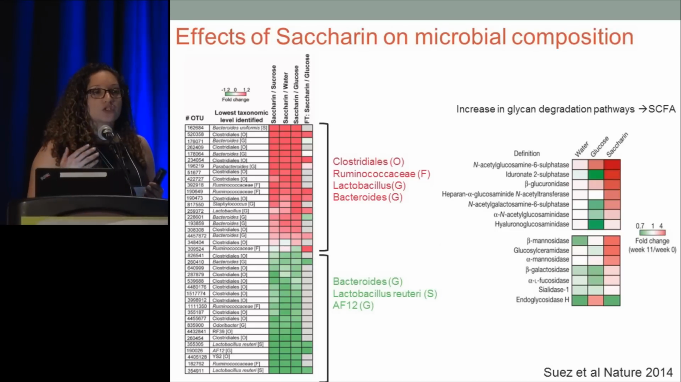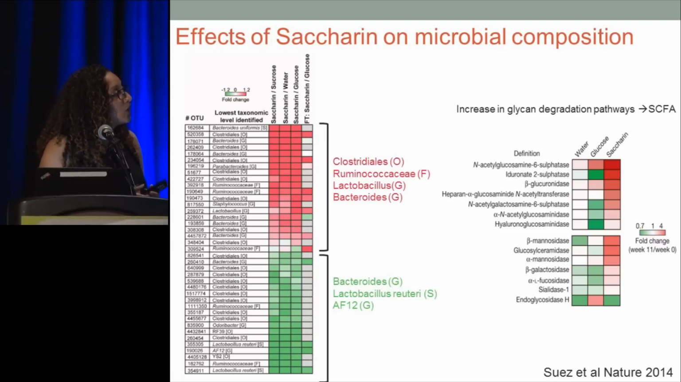Next, they looked at the composition. We saw differences in diversity. So next, what is being changed? The red boxes correspond to taxa or microbial populations that are elevated with saccharin treatment. And the green boxes represent microbial taxa that have decreased with saccharin treatment.